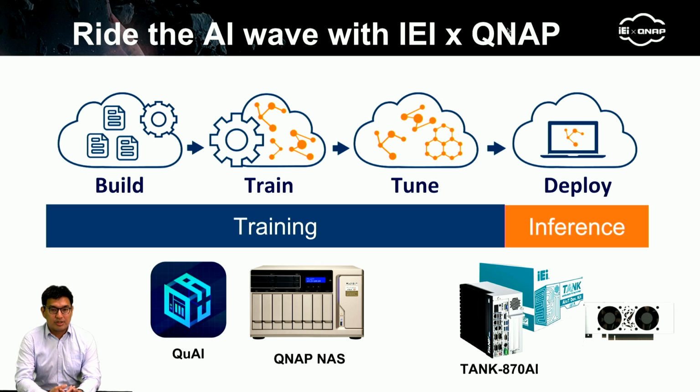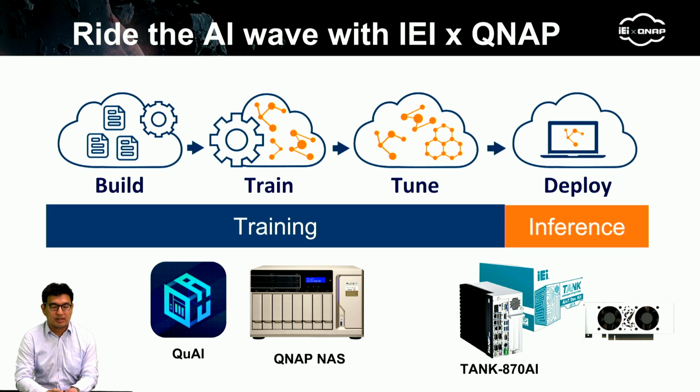For the AI application, we can step into 4 stages. You need to build a training model, then training and tuning, and once you have a model whose accuracy you think is satisfactory, you can deploy it in the field. Then you can separate it into 2 stages: the training and the inference part.